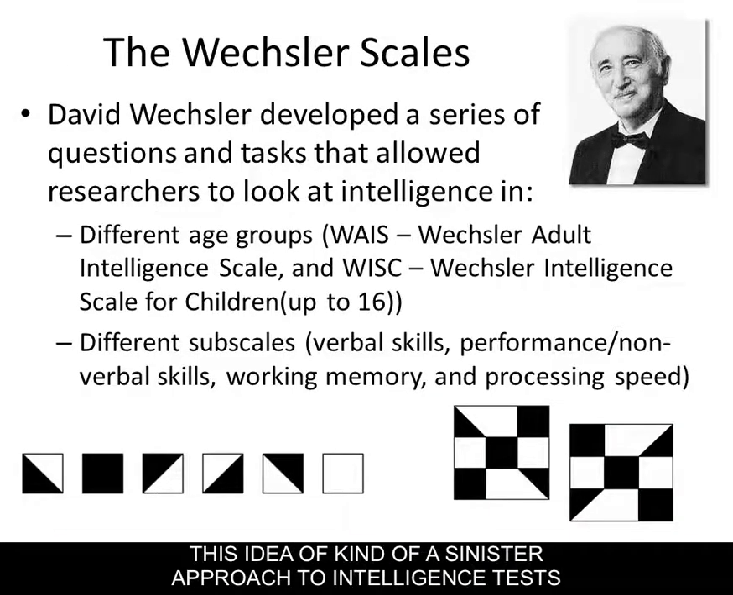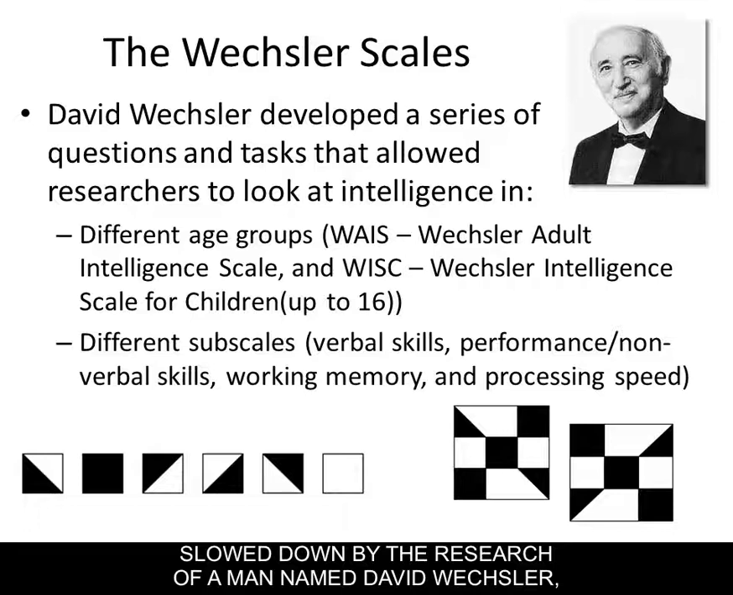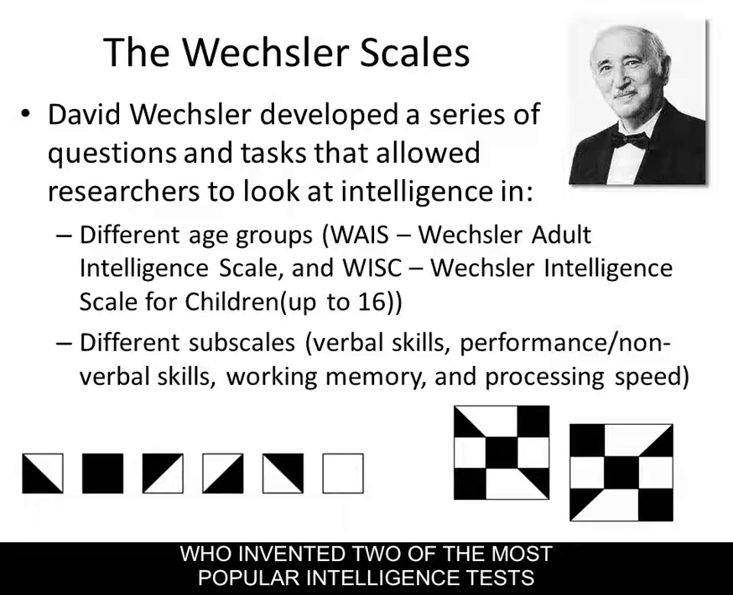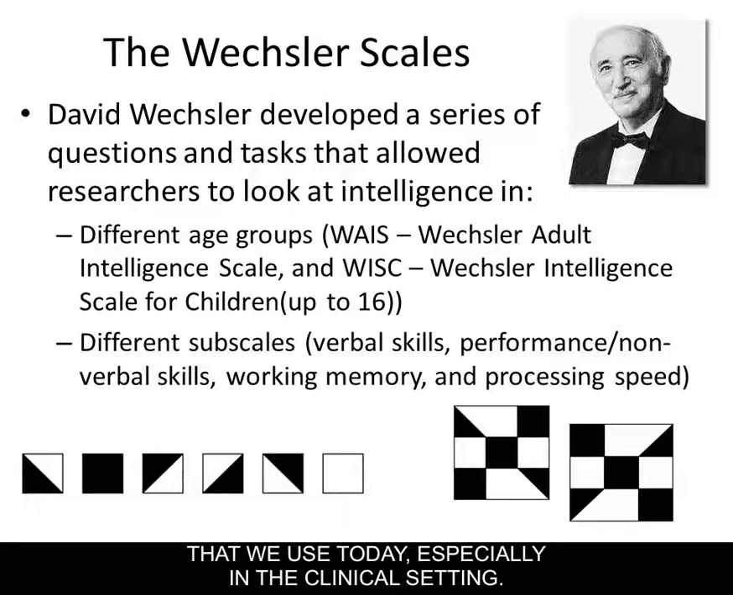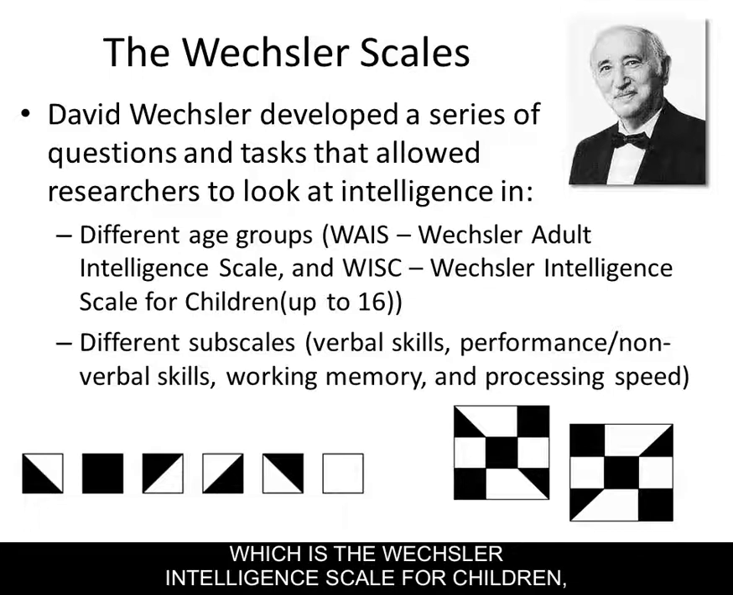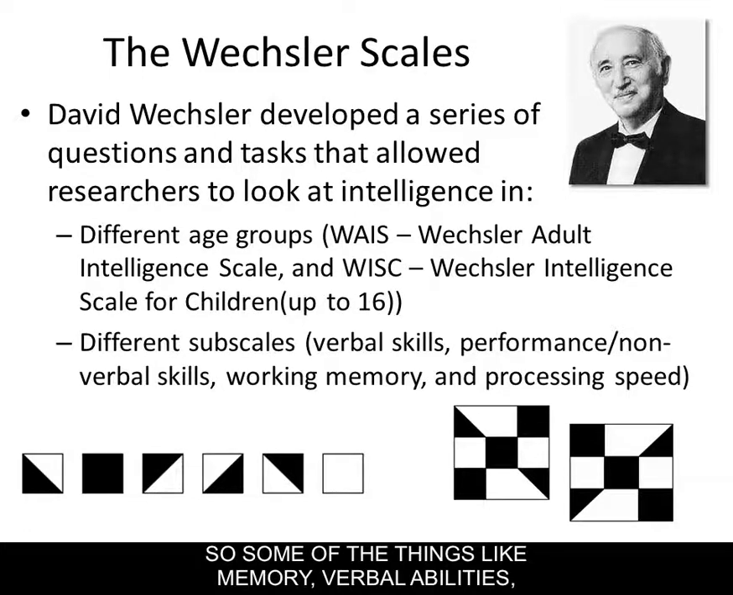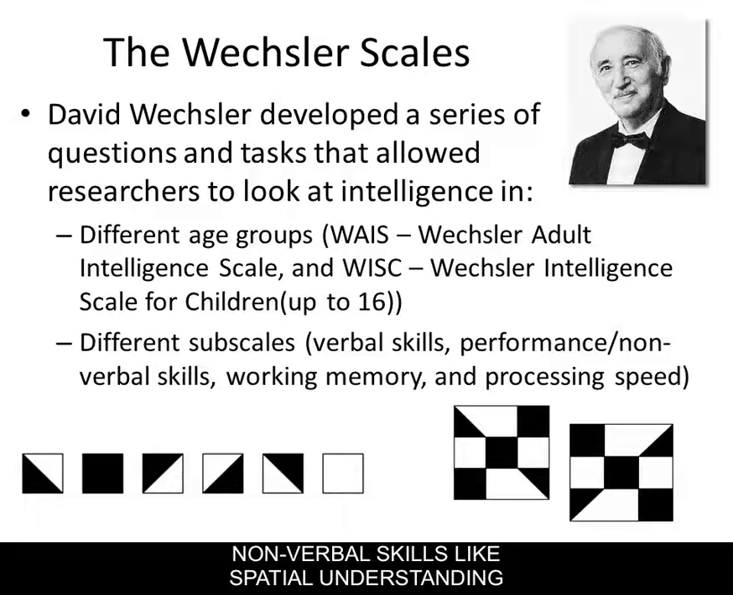This idea of a sinister approach to intelligence tests was eventually slowed down by the research of a man named David Wechsler, who invented two of the most popular intelligence tests that we use today, especially in the clinical setting. David Wechsler invented both the WAIS, which is called the Wechsler Adult Intelligence Scale, and the WISC, which is the Wechsler Intelligence Scale for Children, which is for people up to age 16. Both the WAIS and WISC ask questions about a huge variety of pieces of information that we link to intelligence. Some of the things like memory, verbal abilities, non-verbal skills like spatial understanding were really important.